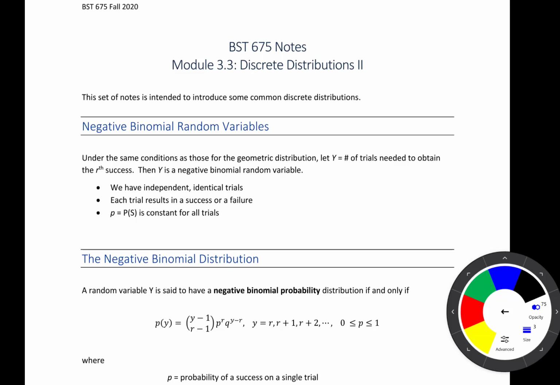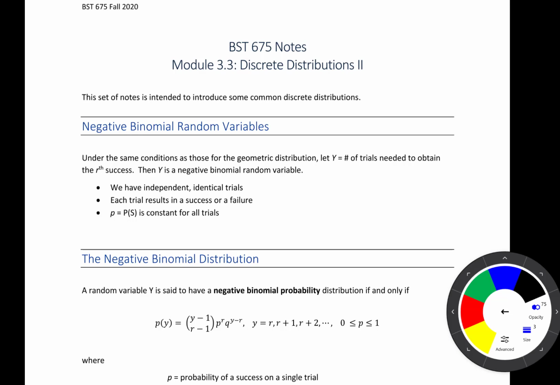In this set of notes, we're going to look at some more common discrete random variables. The first one that we're going to look at is what is known as the negative binomial random variable. It's very similar to the geometric distribution that we saw in the previous sets of notes.